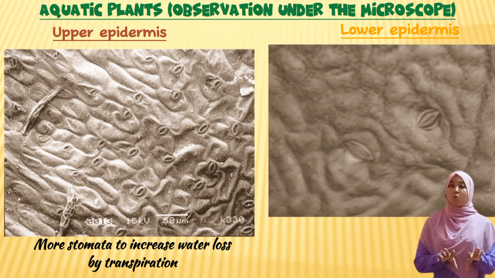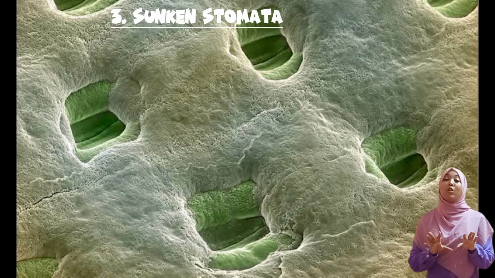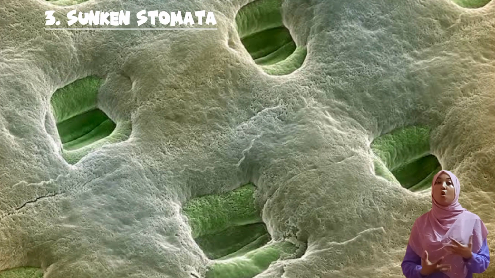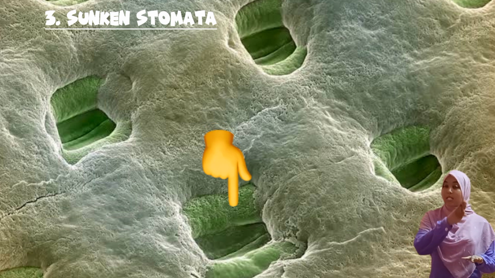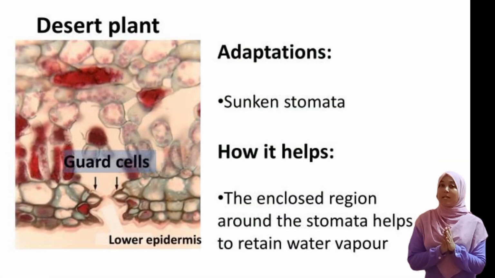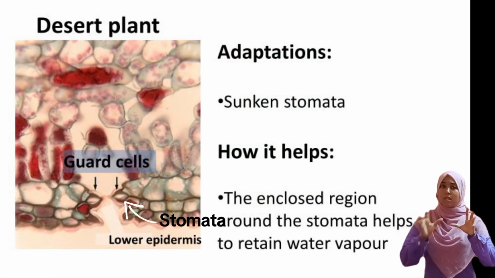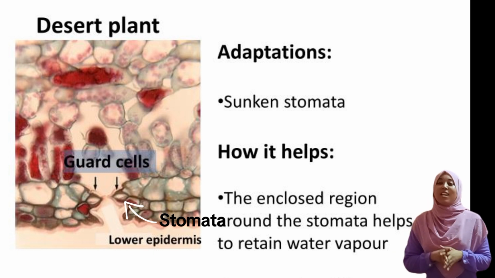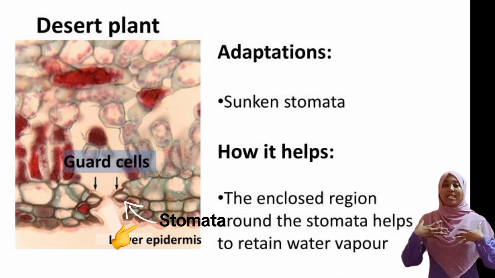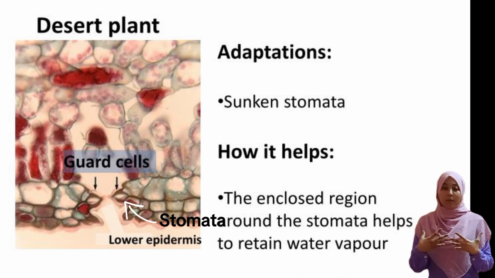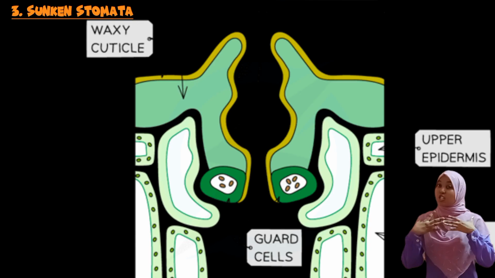Now, one thing I'd like to make a note of is this: sunken stomata. This is a phenomenon that is found in plants that grow in areas of water scarcity. Sunken stomata are simply stomata that are found below the leaf surface. They are found in depressions or pits. Now, what happens is that these pits accumulate a lot of water vapor. So essentially, by accumulating the water vapor, they are going to reduce the concentration gradient.